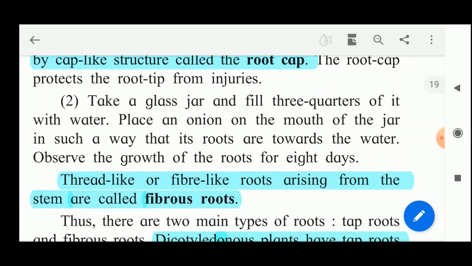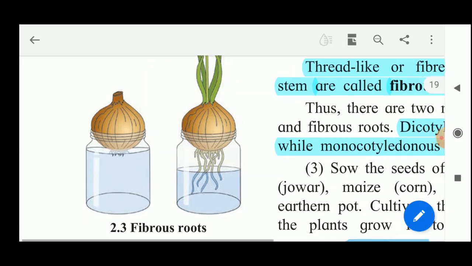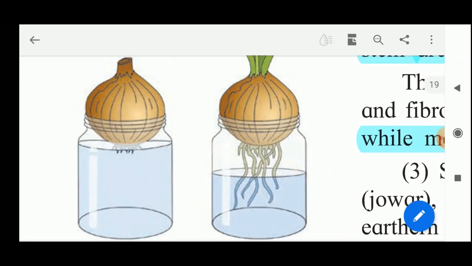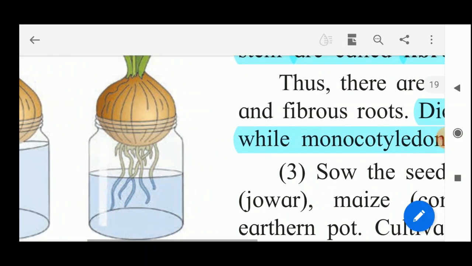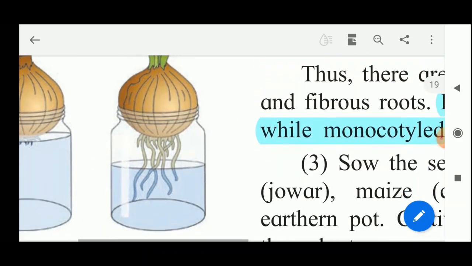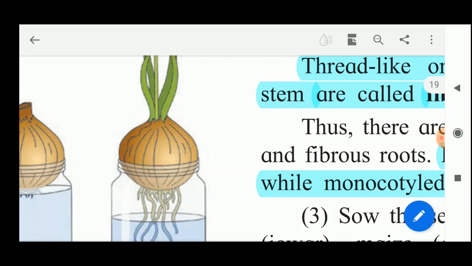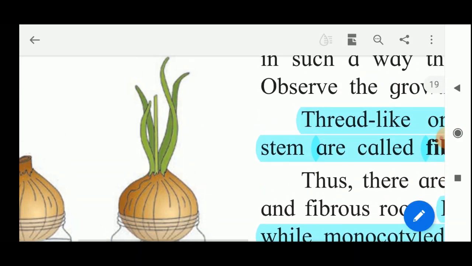Now take a glass jar and fill 3/4 of it with water. Place an onion on the mouth of the jar like this. Take a beaker or a jar such that the onion just fits into the opening of that jar, fill it with water, and then keep the onion over that jar. We observe that after a few days the roots of the onion grow towards the water, and the level of the water also decreases, and slowly we can see the leaves coming out of the onion plant.